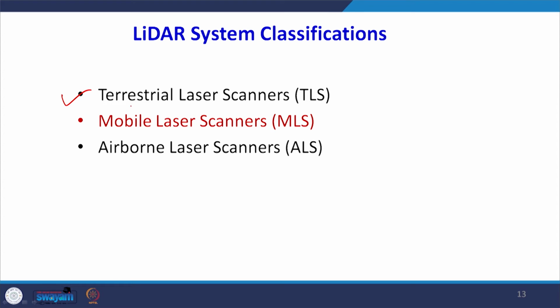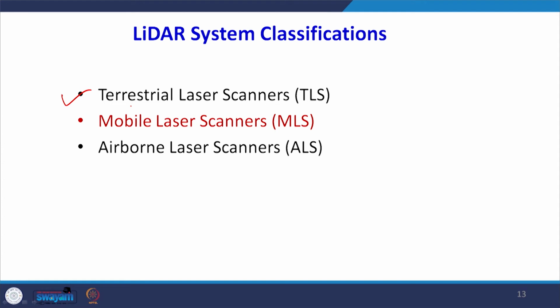This terrestrial laser scanner, we are actually very close to the object, we are close to the ground and taking the observation. It's like terrestrial photogrammetry where you are closer to the object and you are taking very detailed information, collecting very detailed information about that object. So the instrument is on the ground very close to the object and taking very high resolution data.